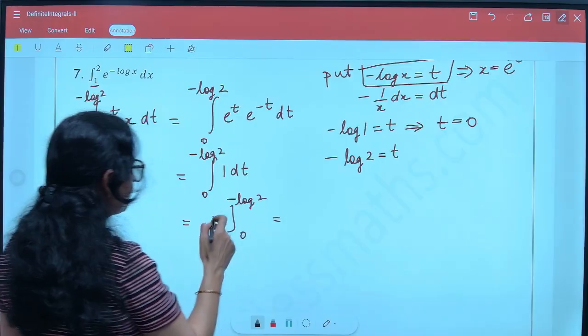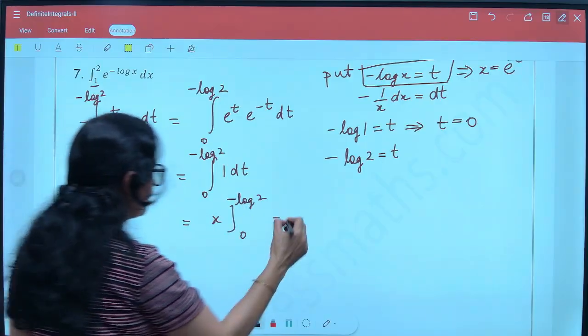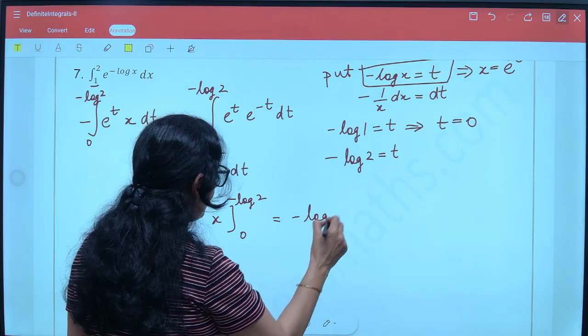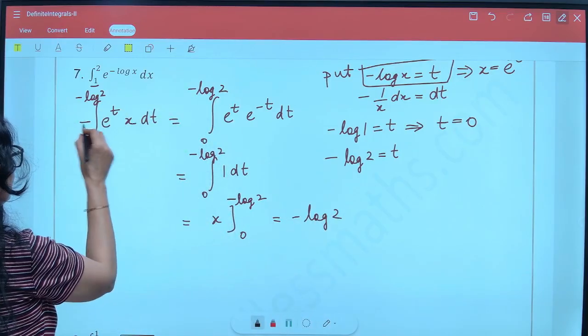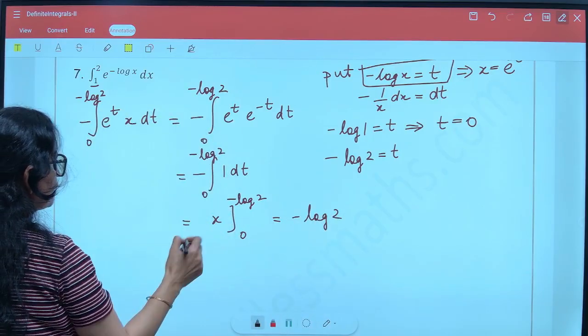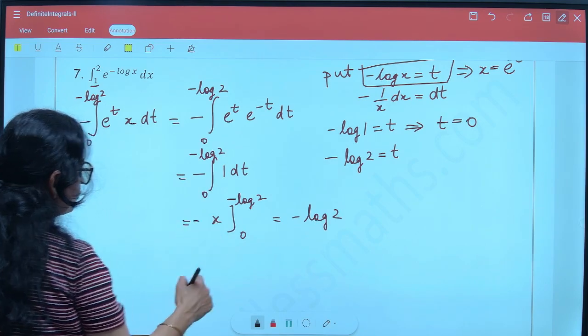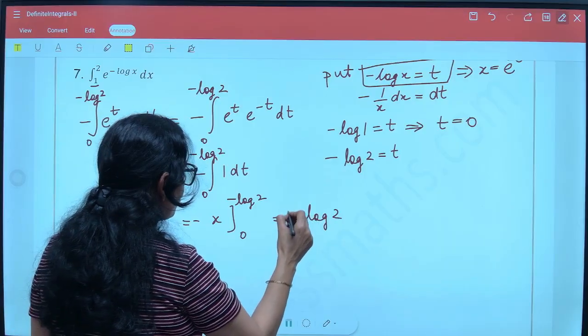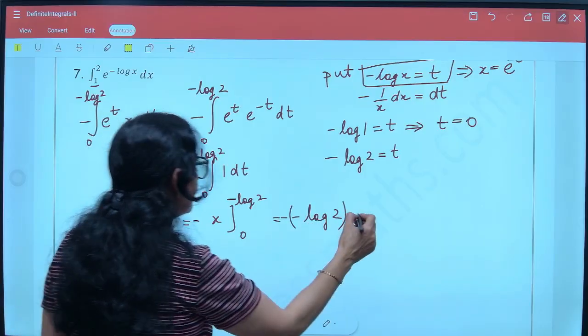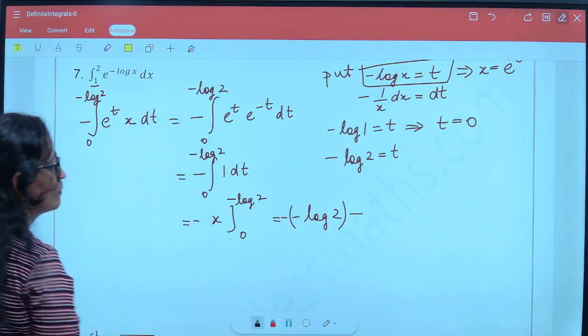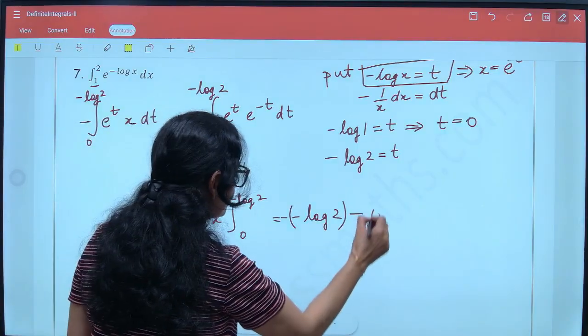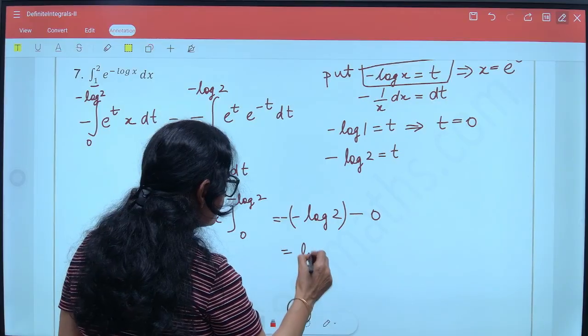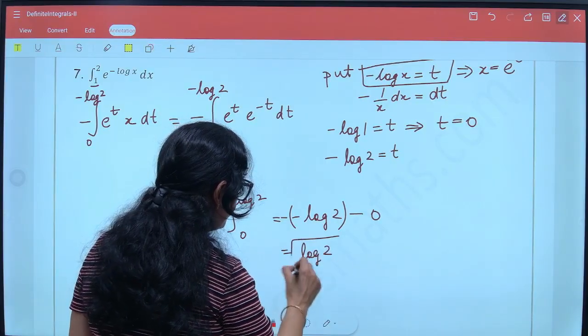So in place of t, put the upper limit first. It becomes minus log 2. I think we already had a minus sign also outside, so just take care of this minus also. So it is minus of minus log 2 and then we have minus 0. So it is log 2. So that means the final answer is log 2.